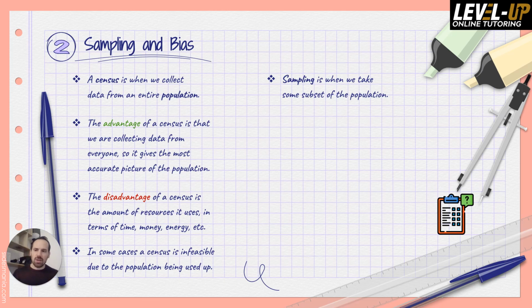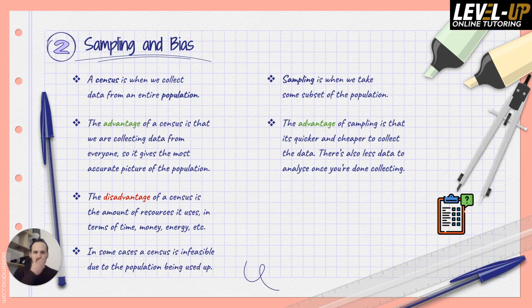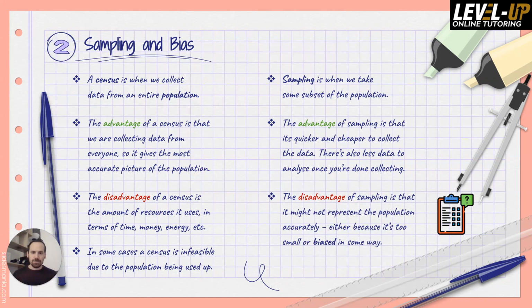So sampling is typically what we do, where we take some subset of the population and we want to ensure that sample is representative. The advantage of that is it's quicker and cheaper to collect the data. There's also less data to analyze once you've collected all your data. The disadvantage is that it might not represent the overall population because you're only testing part of it, either because it's too small or it could be biased in some way. And we're going to look at bias soon enough, which can influence our results.